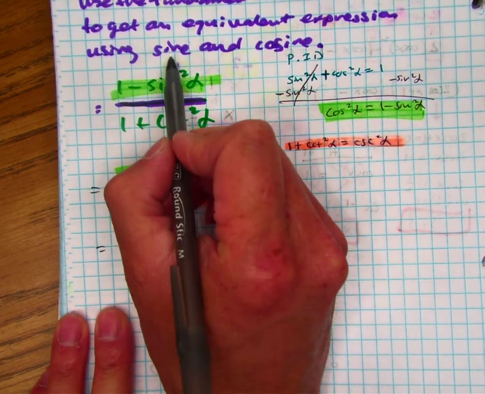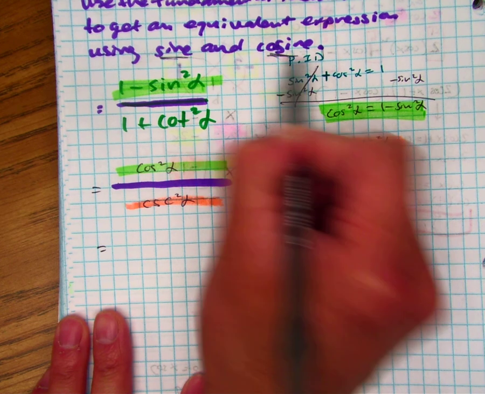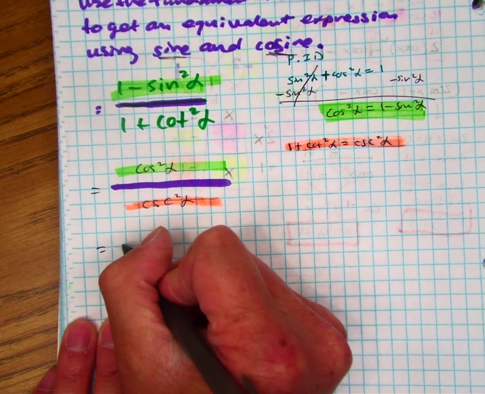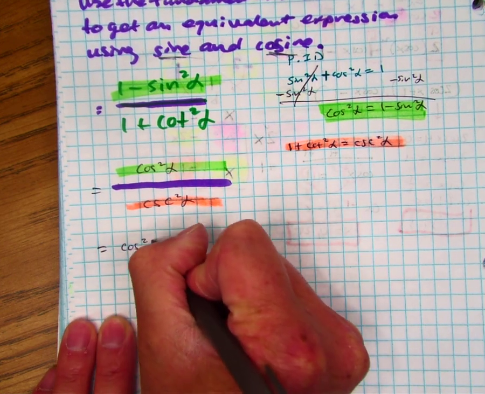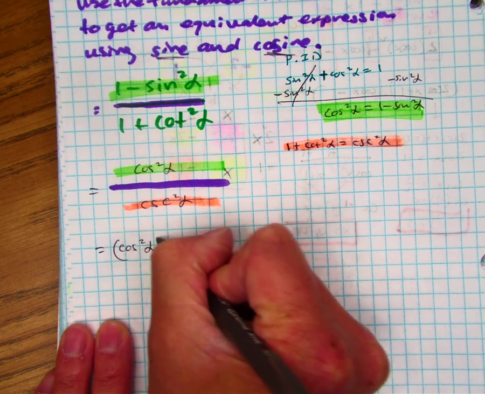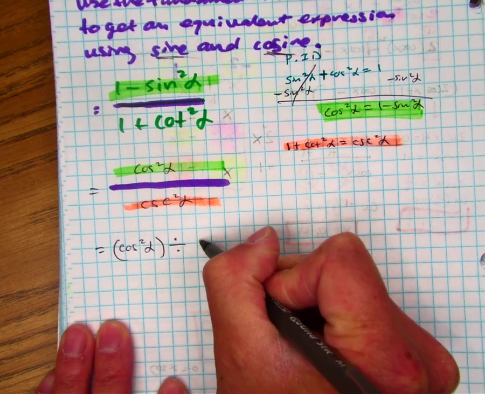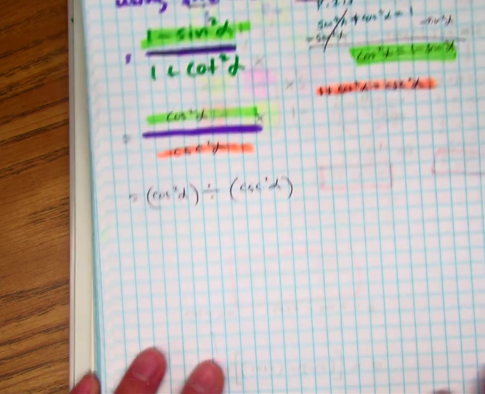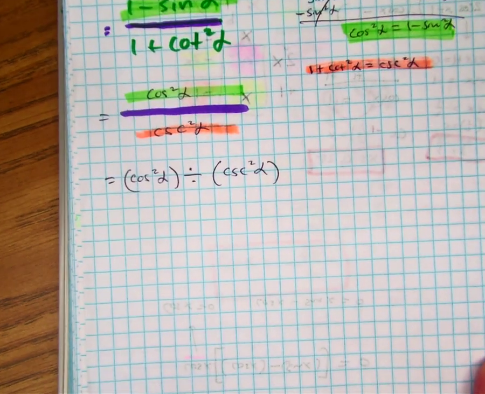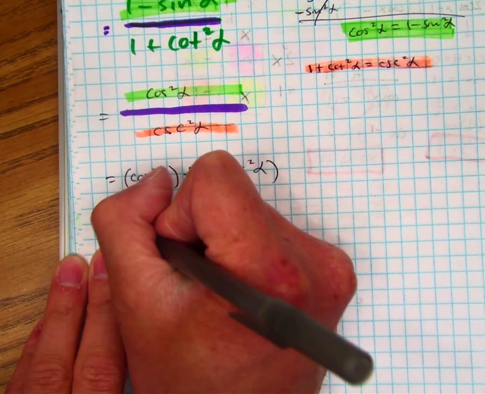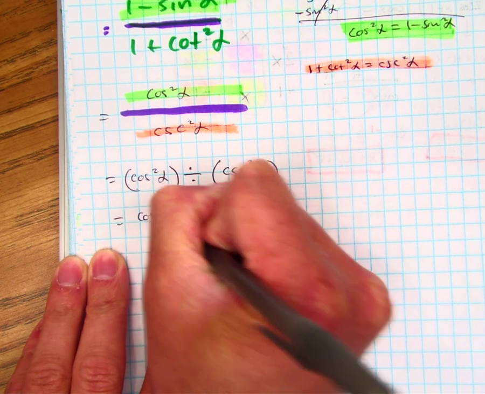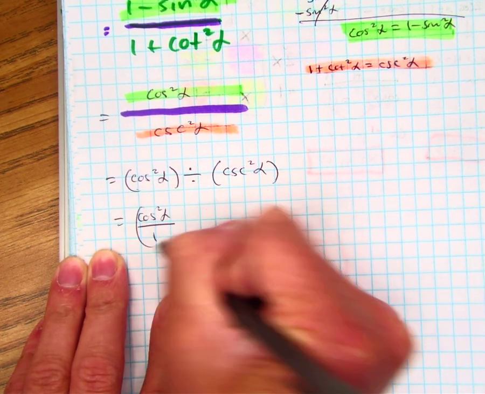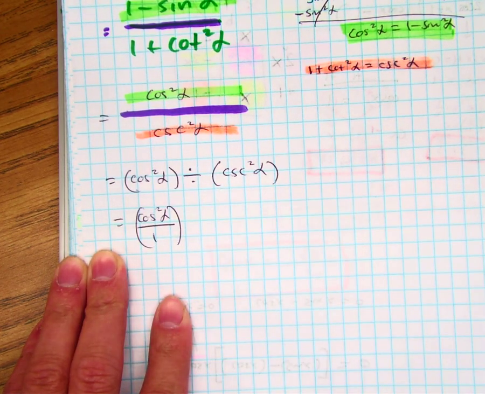Alright, now I'm going to change them into sine and cosines. Cosine squared alpha divided by cosecant squared alpha. I can make this one a fraction by just putting it over 1. I'm not sure if that helps. But we can definitely change that one to what?